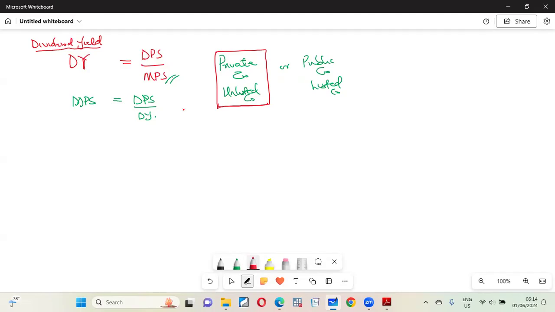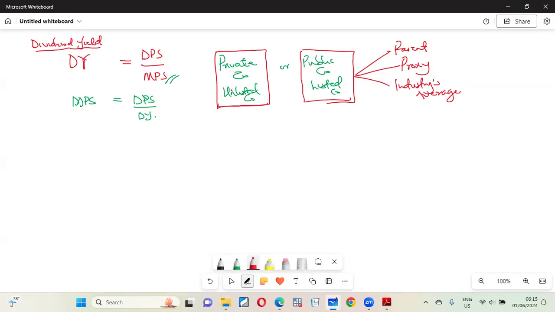So if you are valuing a private company, then it means that you pick the DY of a public company, which can be the parent who is buying the other. It can be a proxy public company, or it can be the industry's average. So if you are valuing a private company, the DY will be sourced from somewhere. Okay. Then when you get the DY, how will you get the DY?